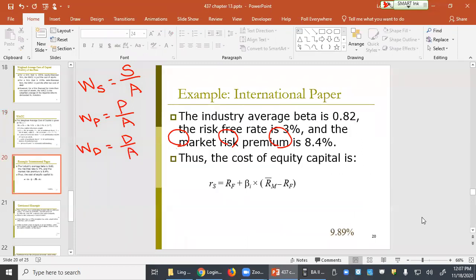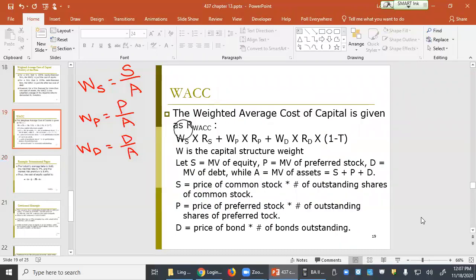So moving on, let's start the whole calculation from scratch. This is a brand new numerical example. We're going to calculate every input, then merge them together to calculate the weighted average cost of capital. Well, this is the equation here.